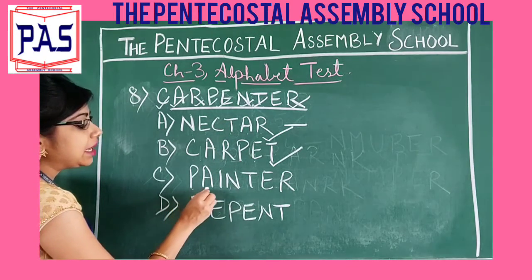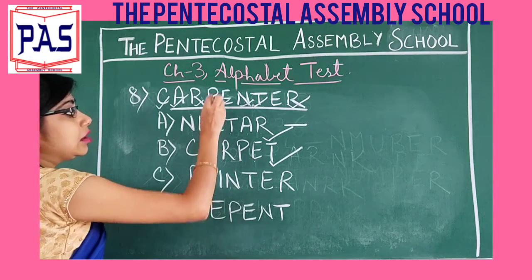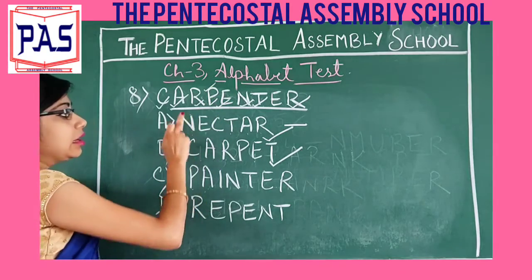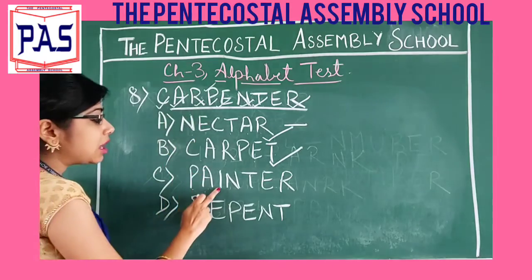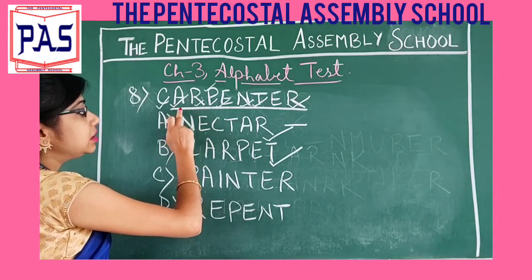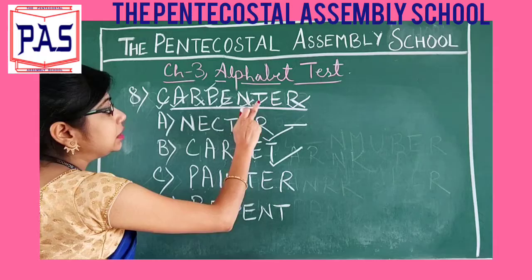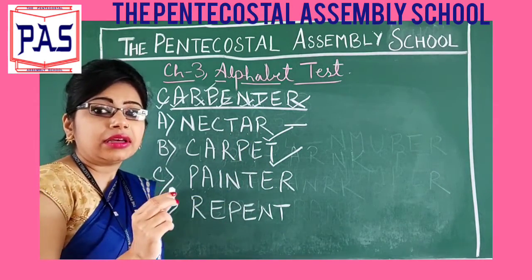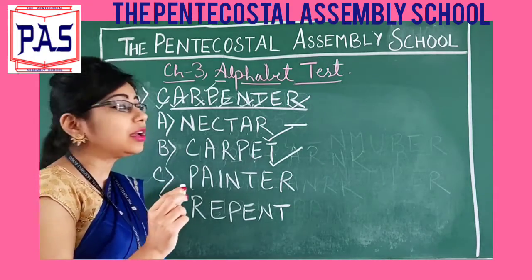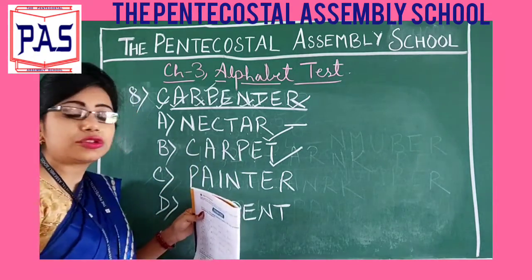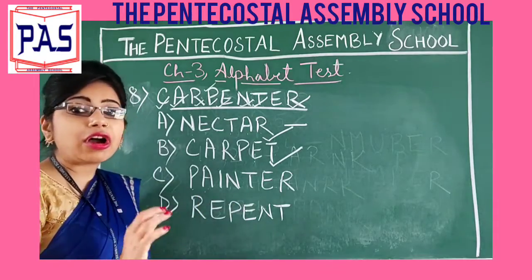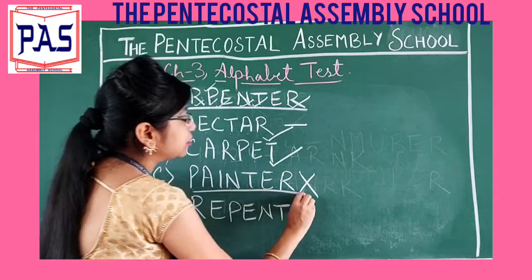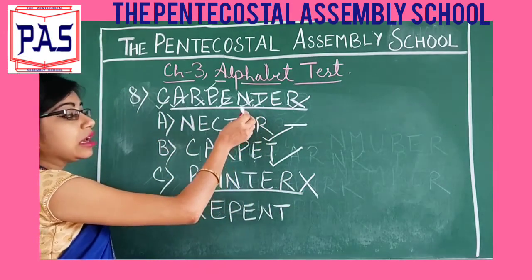Painter. P-A-I. Here you can see carpenter. P is there. A is also there. I. Is I there? C-A-R-P-E-N-T-E-R. No. Letter I is missing in carpenter. Letter I is not there. So we cannot make this word painter from the word carpenter.